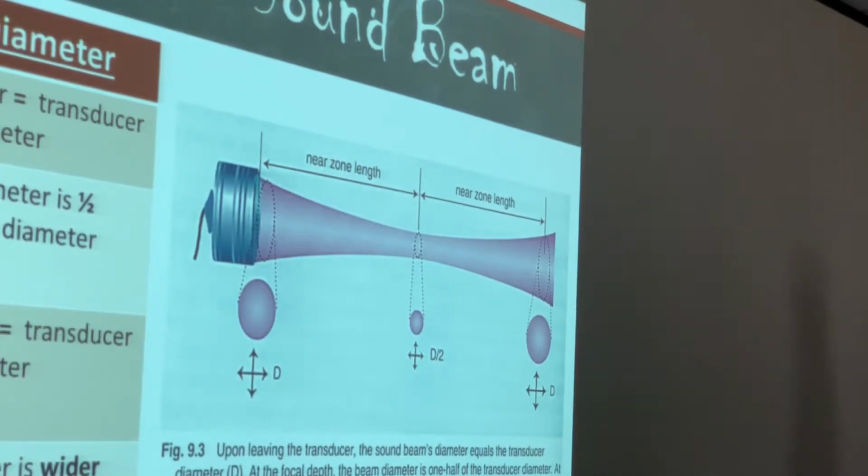At two near zone lengths, the beam diameter is back equal to the transducer diameter, which is what I label right here. This dotted line represents the second near zone length, two near zone lengths from the PZT element.